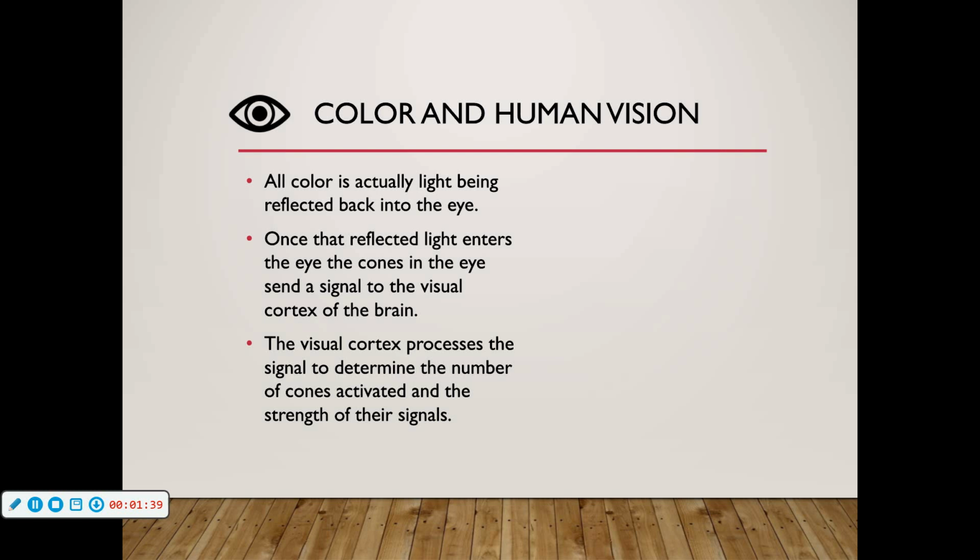So once that reflected light enters the eye and the cones in the eye send a signal to the visual cortex of the brain, the visual cortex is set up to process the signal to determine the number of cones activated and the strength of their signal. So our eyes don't actually do any of the interpretation of what color is something. It's actually all done in the visual cortex of our brain.